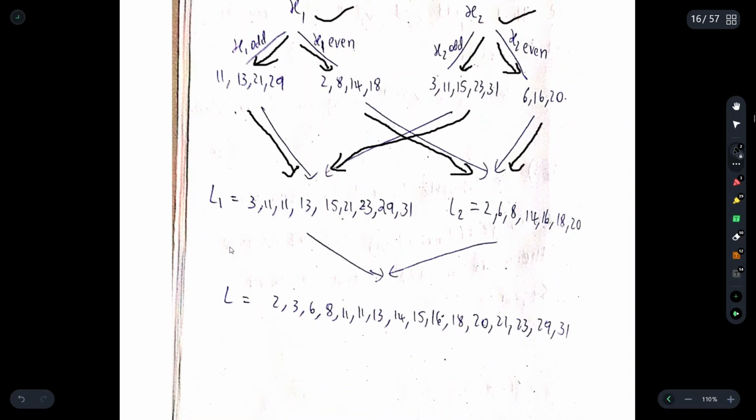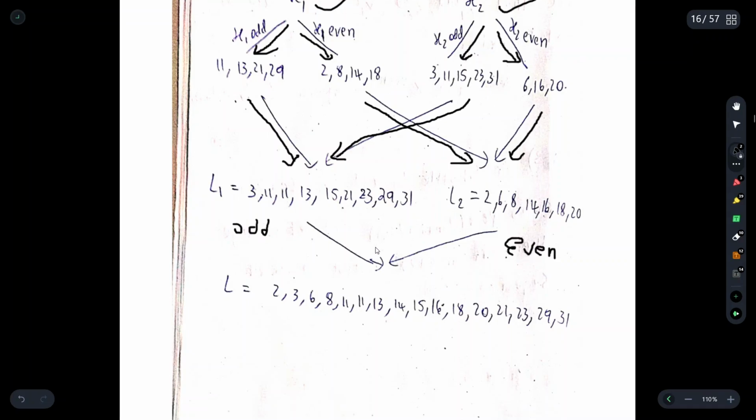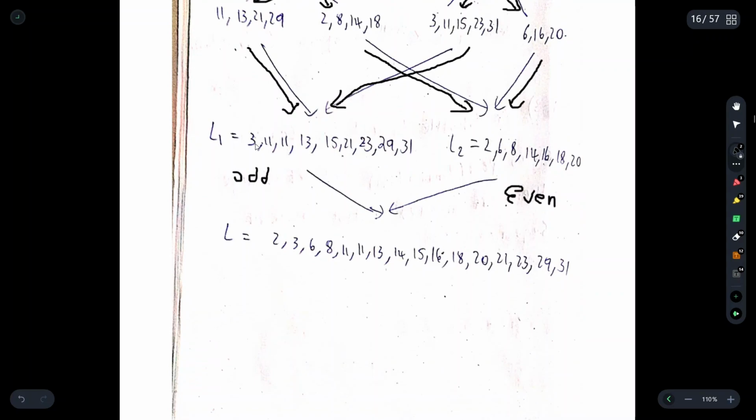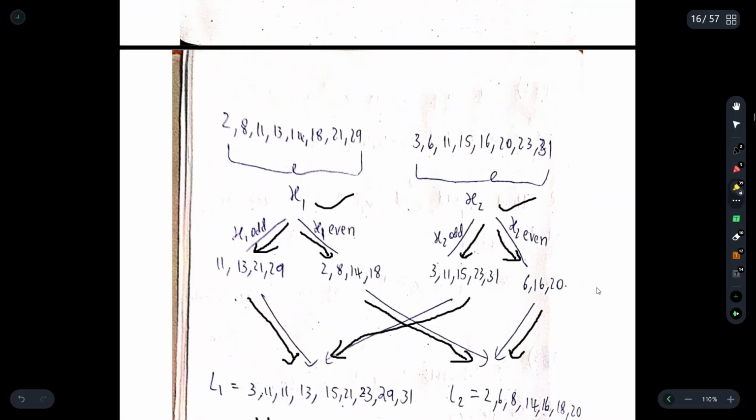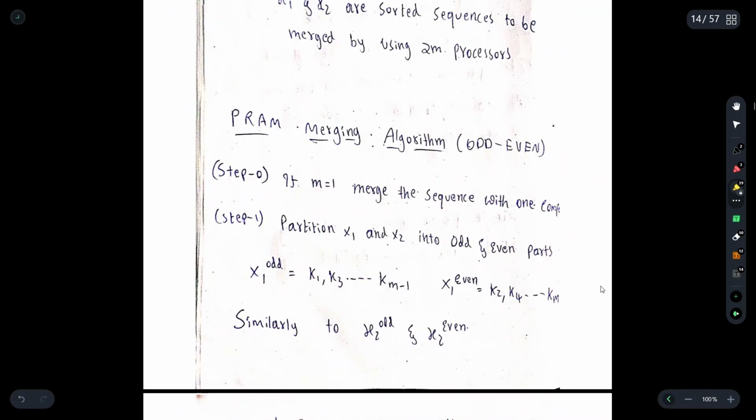So L1 will consist of the odd data and L2 will consist of the even data. And then finally we are going to shuffle both, like 3, 2, 11, 6, 11, 8, 13, 14. In this way we shuffle things, and then we sort in between them, and we get the final L value. The final L value is nothing but a completely sorted list. So now we will get into the algorithm.